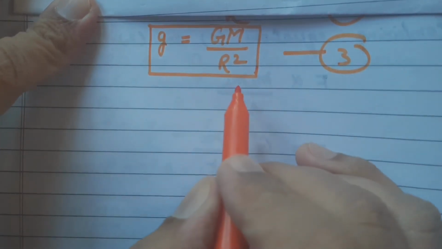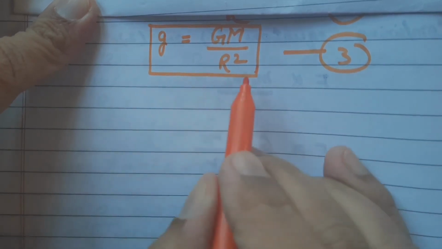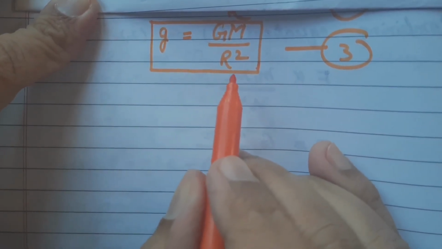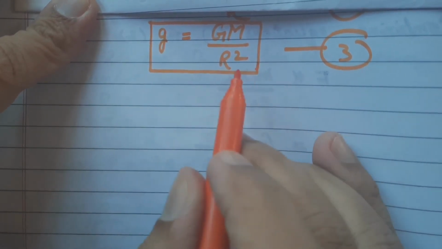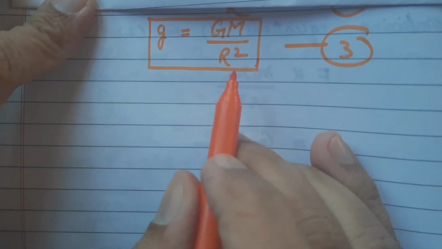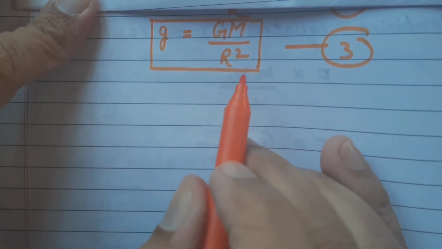Equation 3 shows that the acceleration due to gravity does not depend on the mass of the object or body. Thus, all objects, hollow or solid, big or small, should fall at the same rate.